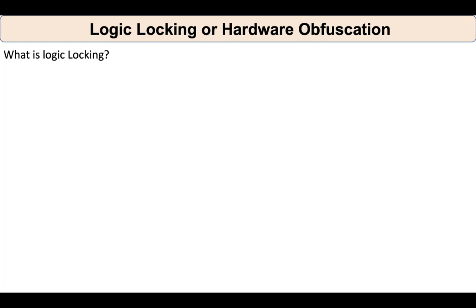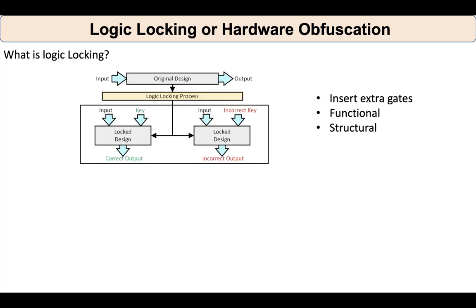So, what is logic locking? Logic locking is a technique applied to a circuit design such that it produces faulty outputs whenever an incorrect key is triggered. Let's look at the example here. It inserts some key gates into the original design and makes the design locked. This design will work if the correct key bit is triggered.